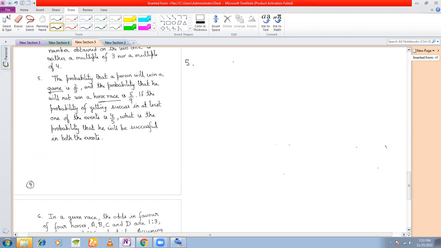See, the probability, if I define two events here, because the probability is given, the probability that he will win a game. So I define two events based on the question. Because probability that he will win the game is given as 2 by 3. So I define the event A as he wins the game. He wins the game. What game, I don't know. They are saying he wins the game.